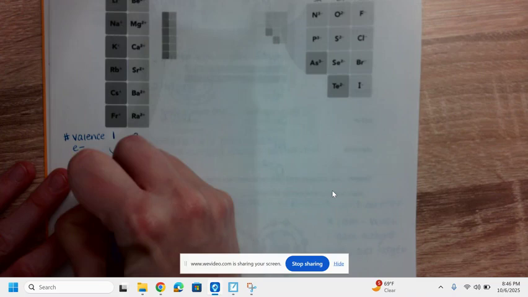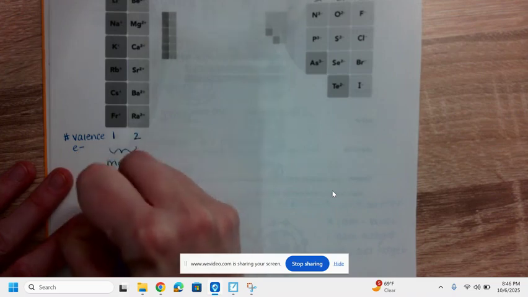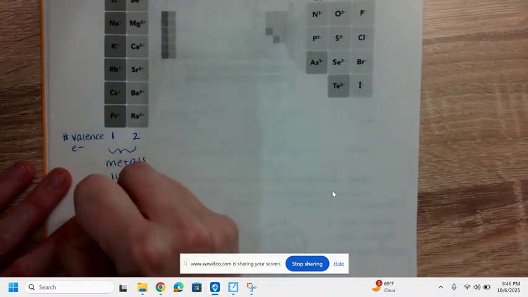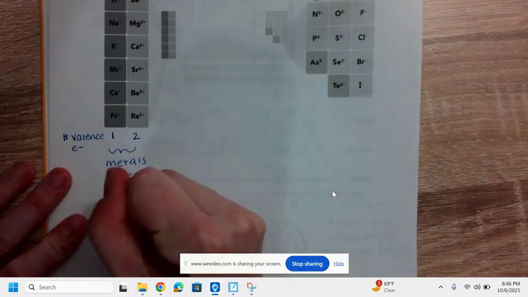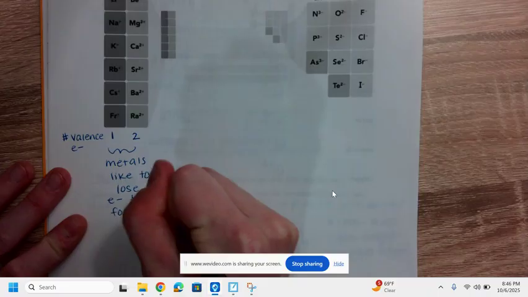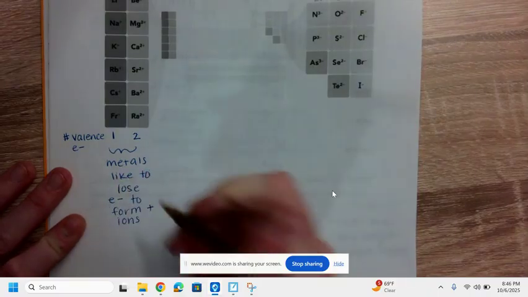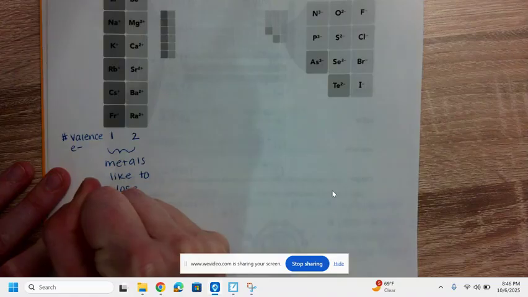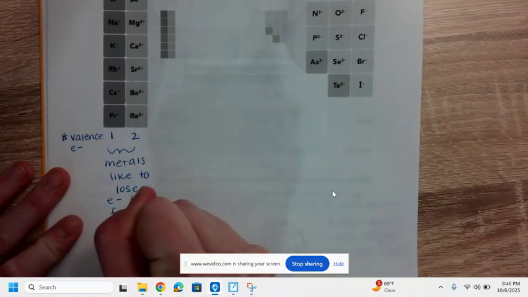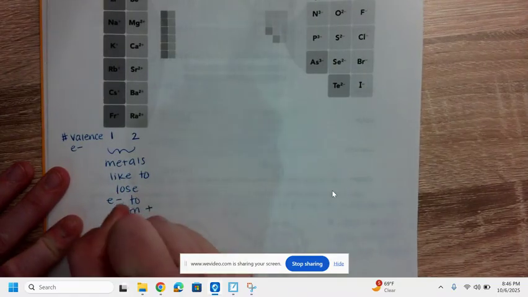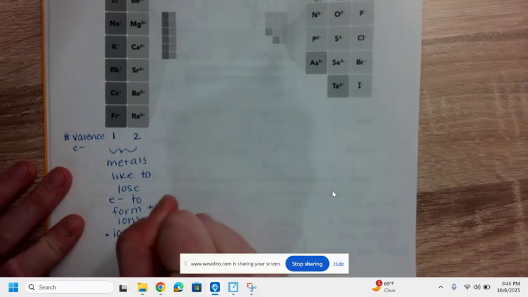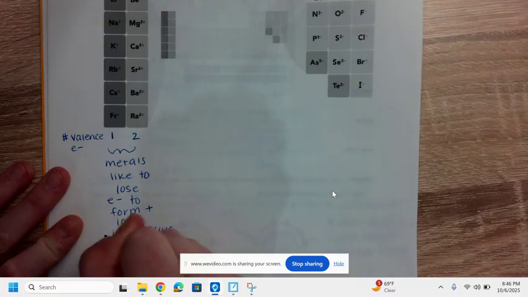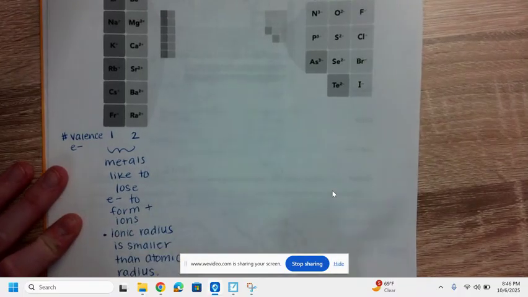So our metals, as we said, like to lose electrons to form positive ions. And then their ionic radius is smaller than atomic radius. Right? Because they lost electrons, they are going to be smaller.